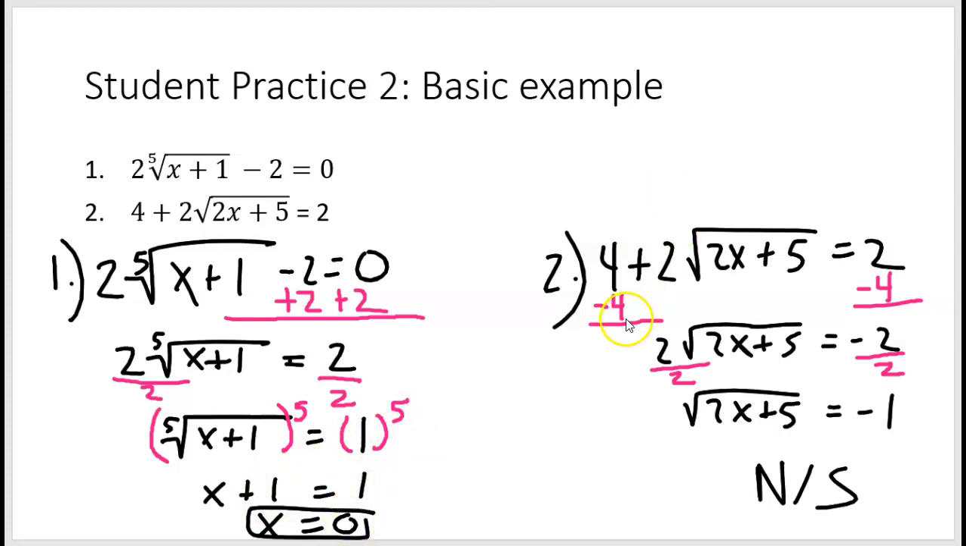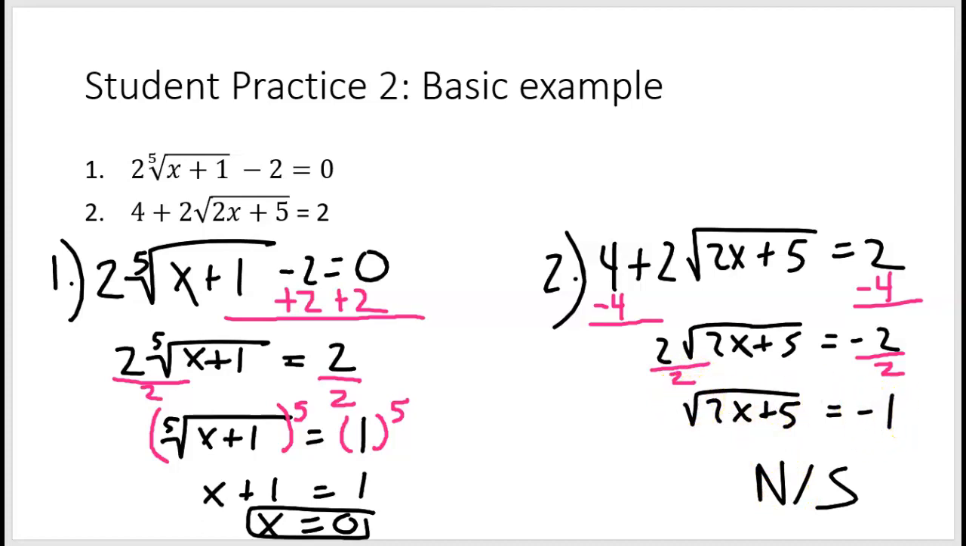On number 2, the first step is to minus the 4. The second step is to divide by 2, which leaves us with a negative 1. Since this is an even root, once again, we have no solution. Unfortunately, I wasn't very creative with my student practices here. Just don't think that just because it's a square root, it's always no solution. It's not. It's if you have an even root equal to a negative number.